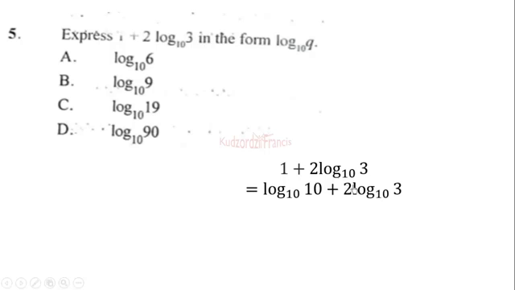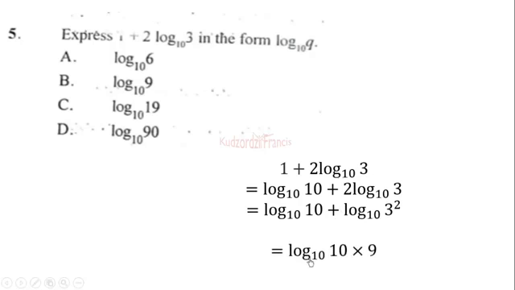So we can apply the power law here: when a number is multiplying the logarithm, it becomes the exponent of the number. Then we apply the product rule, and that will give us log of 10 times 9 to base 10. When you multiply, you get log 90. So the correct answer is option D.